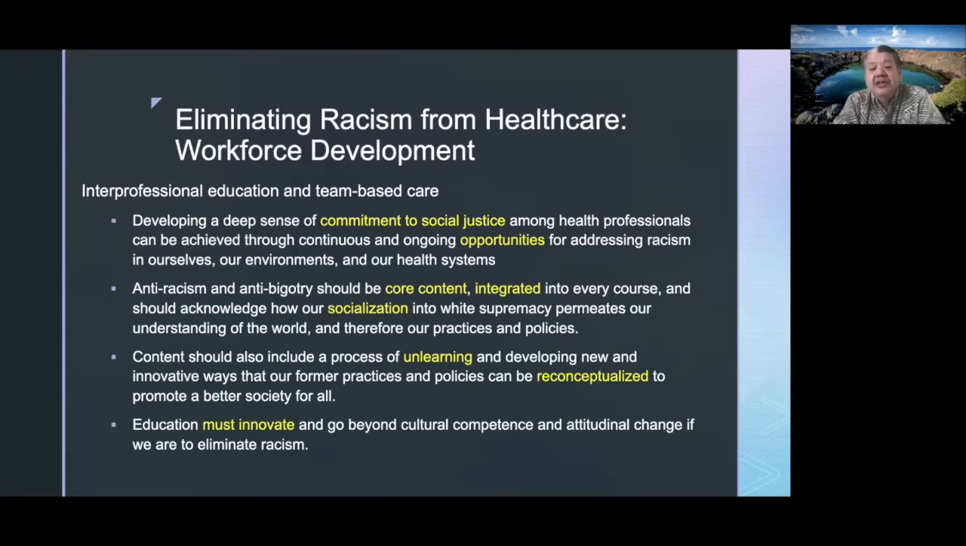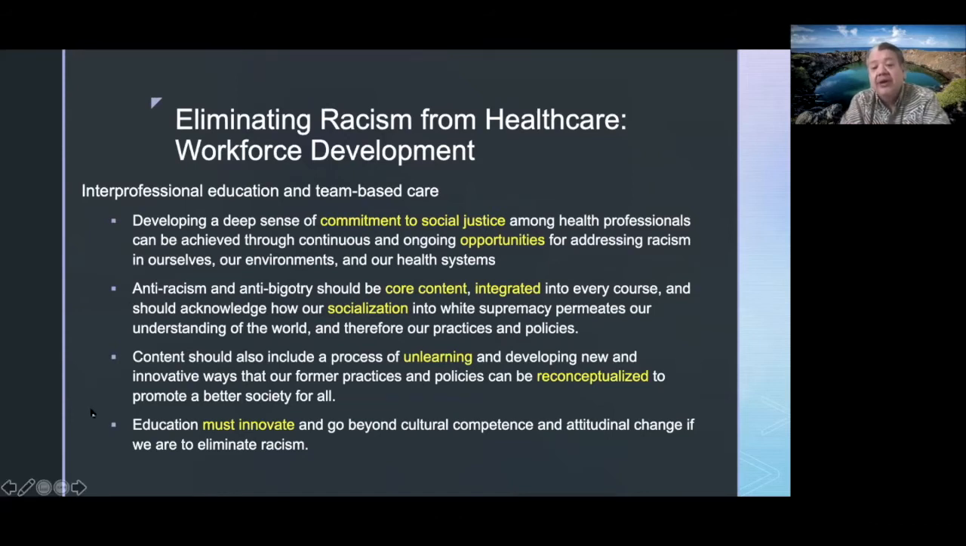We also should acknowledge how our own socialization into white supremacy permeates our understanding of the world and therefore our practices. Content should include the process of unlearning and developing new and innovative ways that our former practices and policies can be reconceptualized. So this should be exercises that we do within our classrooms, from an interprofessional standpoint, from a team-based standpoint. How can we look at current systems? How can we diagnose inequality? And how can we create new systems, unlearn old systems, and create new policies?